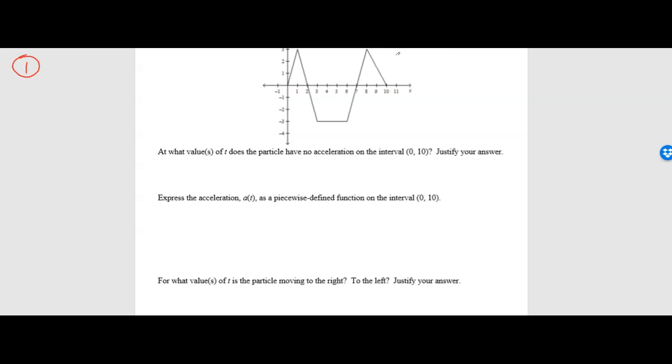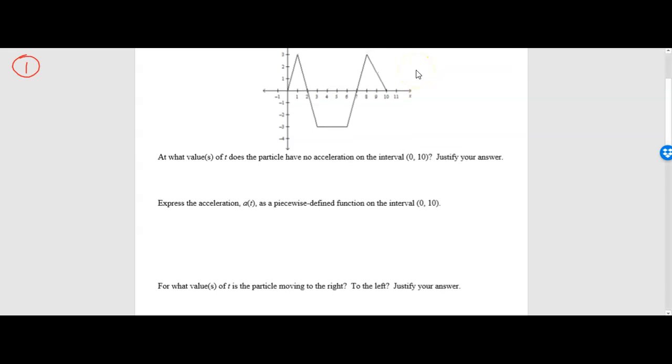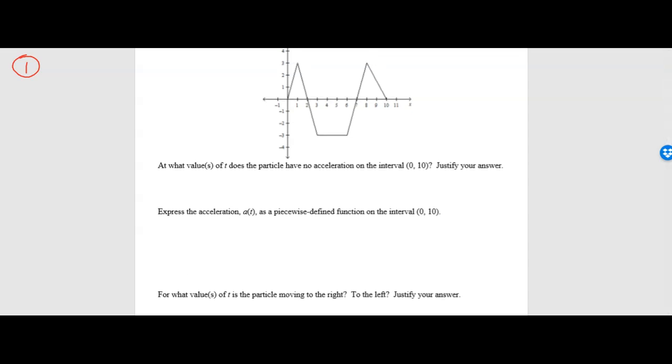Well, if the particle is moving to the right, that would mean that the position function is increasing, right? The position function is increasing if the particle is moving to the right, because the right represents the positive direction. So if we want to know when the position function is increasing, well, we know that this is our derivative graph, right? This is v of t, or we could call this p prime of t, right? Where p is the position, p of t is a position function. Well, we need to figure out where v of t is positive, right?